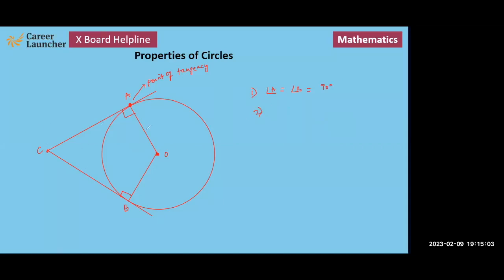Two, the length of the tangents. How many tangents are there here? There are two tangents, and the lengths of the two tangents are equal, which means this length AC will be equal to BC. Now that will also give you a lot of other standard results.